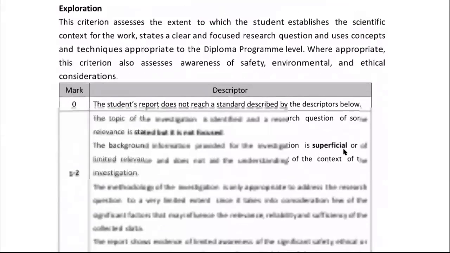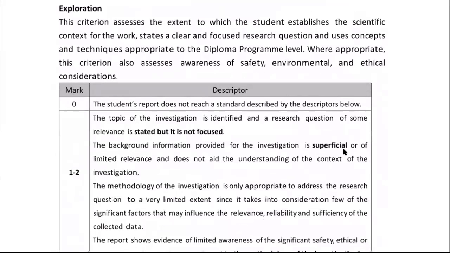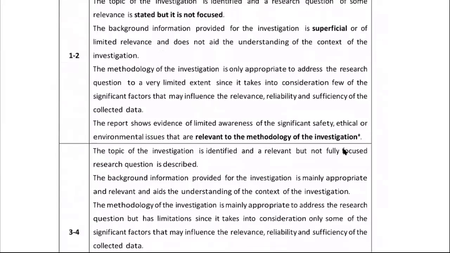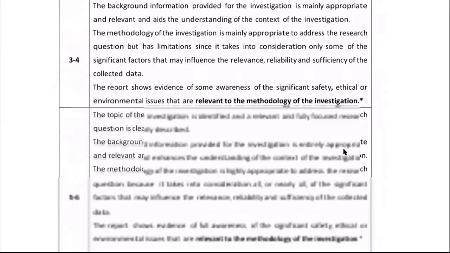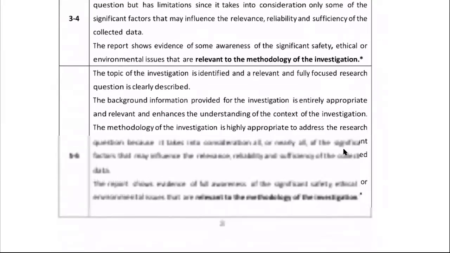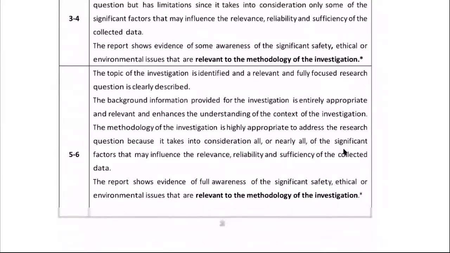All right, exploration. So this one's worth up to 6 marks. You can see the way the ranges fall on this one is there's a 5-6 range, there's a 3-4 range, there is a 1-2 range, and then there is 0.